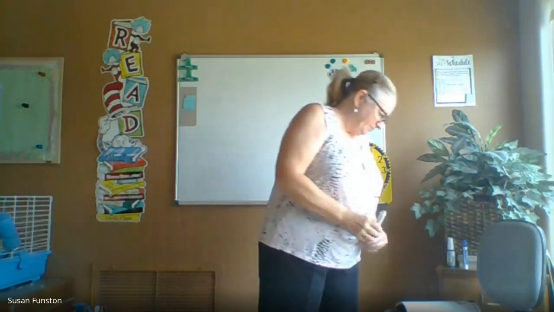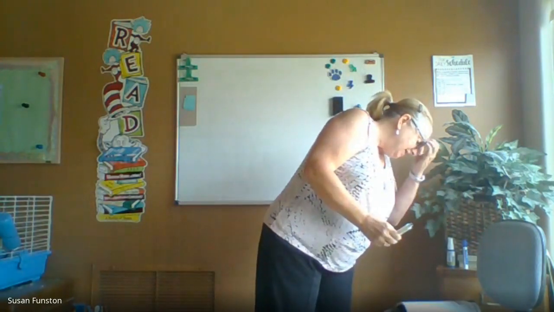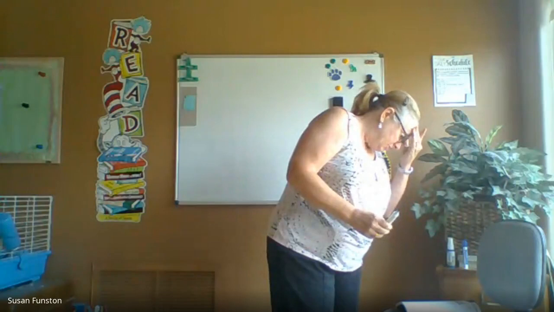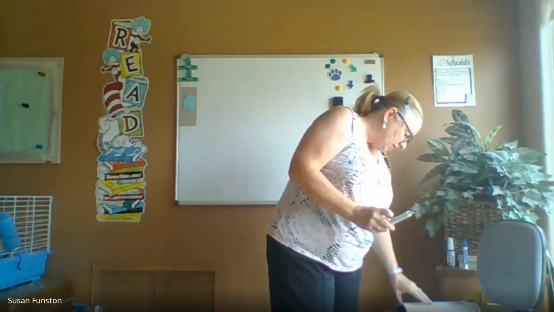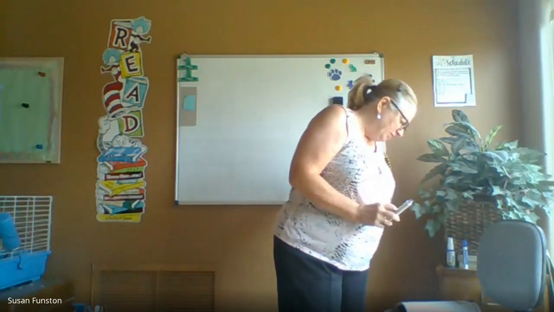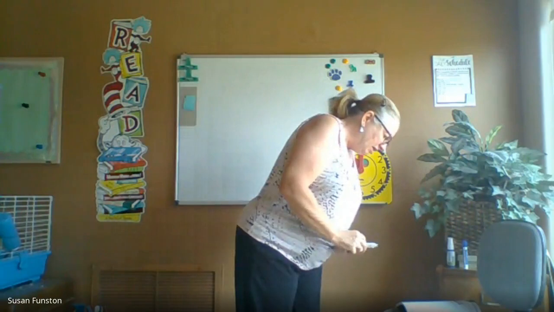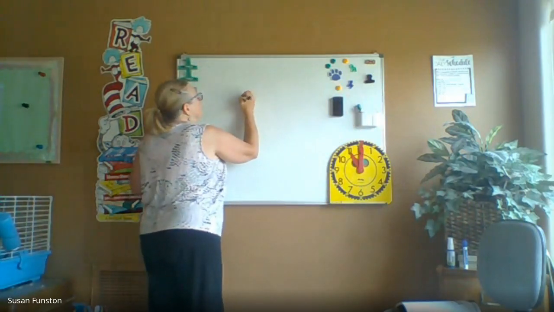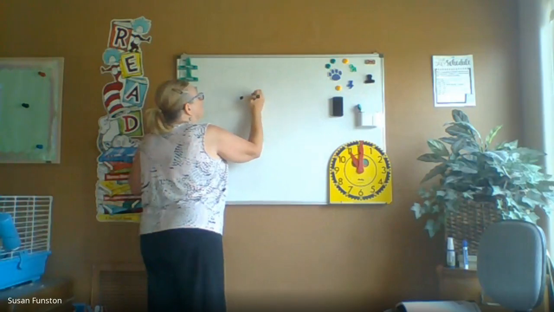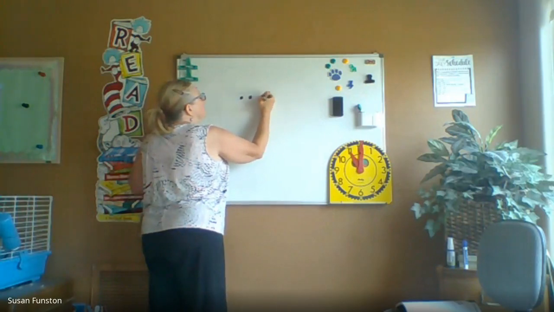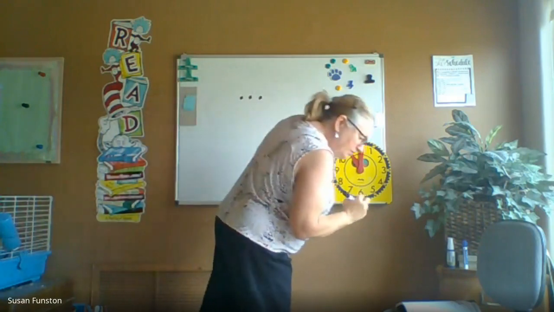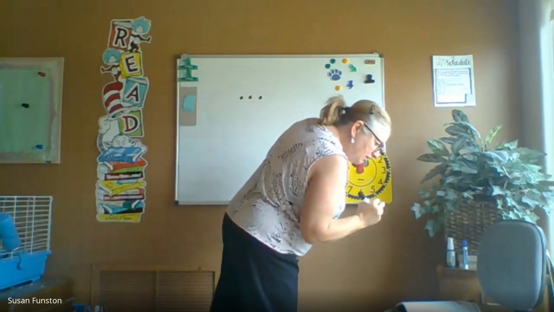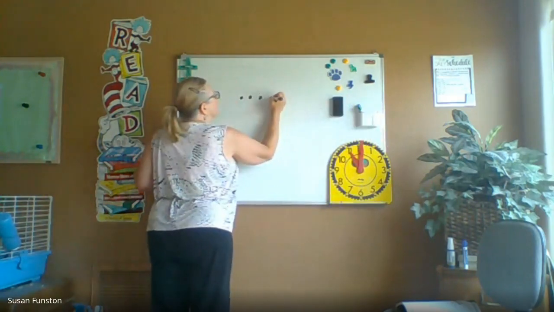Good job. All right, let's take out your whiteboards and see if we can work on an array together. Remember, an array has rows that go across and columns that go up and down. Okay, so I'm going to make an array with three groups of 5.